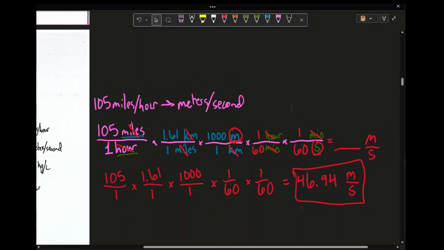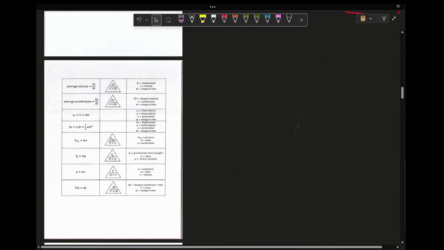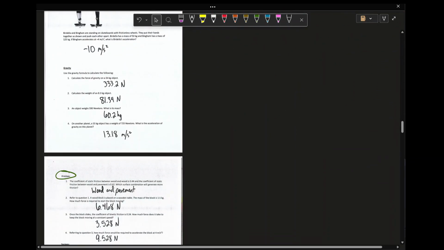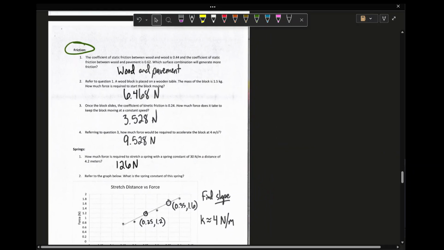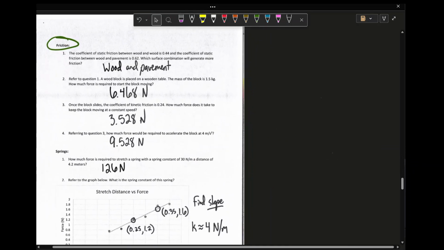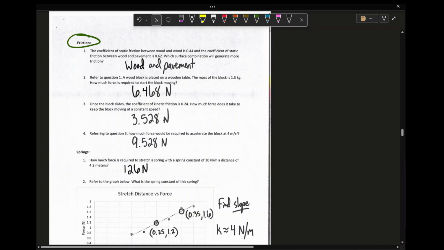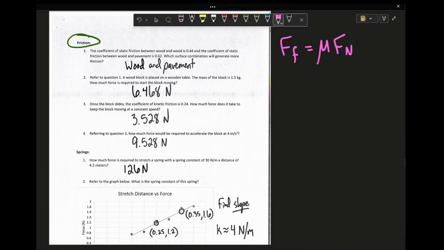Moving on. So we'll keep going. And the next one we wanted to do was friction. Okay. So with friction, the formula that we need is force of friction equals mu times the normal force, where mu is the coefficient of friction, a number value that basically represents the amount of friction between 2 surfaces.